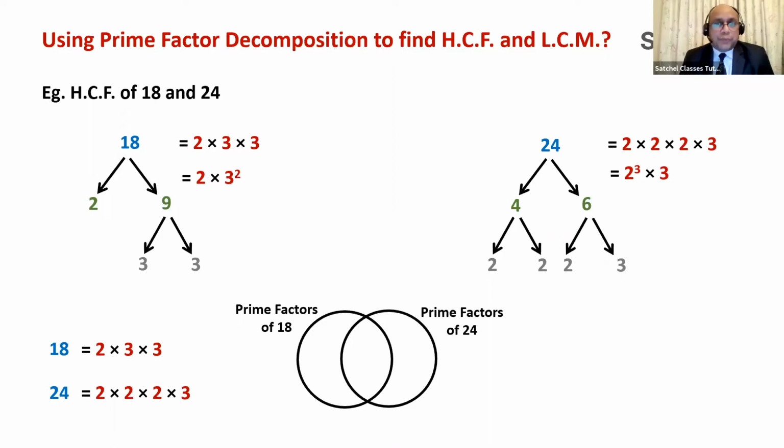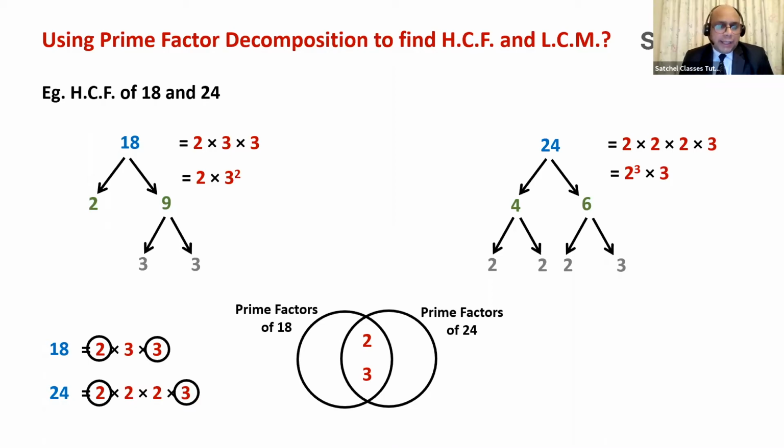The first step is to put the prime factors in the common region. So if you look at the prime factors of 18 and 24 on the left, which are the common factors in both of them? As you can see, 2 is a common factor. So let's put 2 in the common region, the overlapping region. We can also see 3 is a common factor, right? So let's put 3 as well in that region.